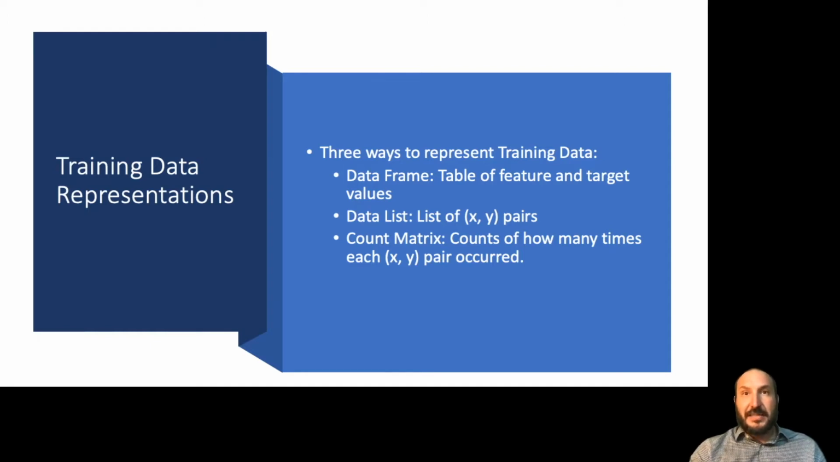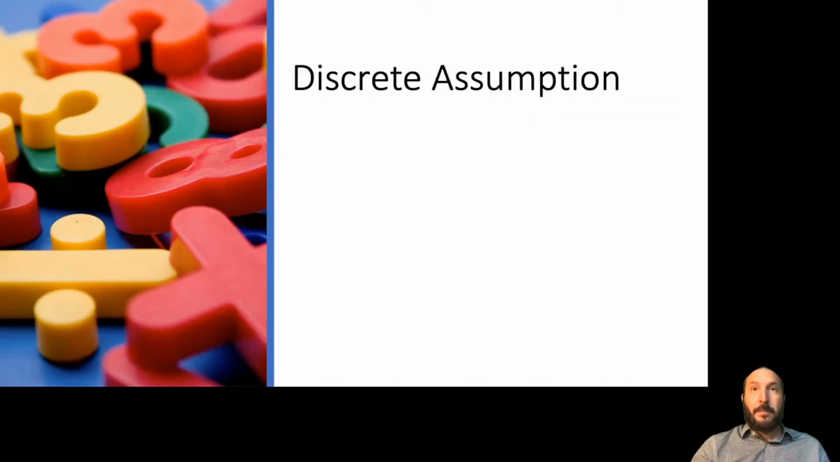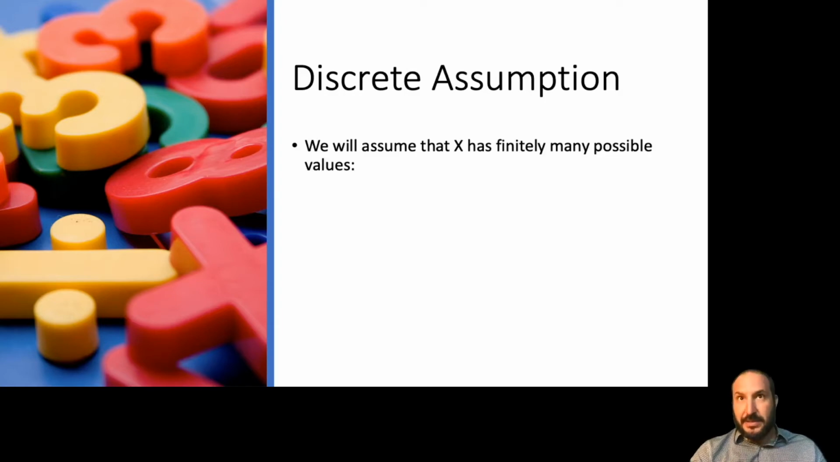But in order to define particularly the third one, we have to make this discrete assumption. The title of this series is that it's a discrete probabilistic point of view. And we talked about in the last lecture why it's probabilistic. Here we're going to talk about why it's discrete. And what I mean by discrete is that we're going to assume that X has finitely many possible values.